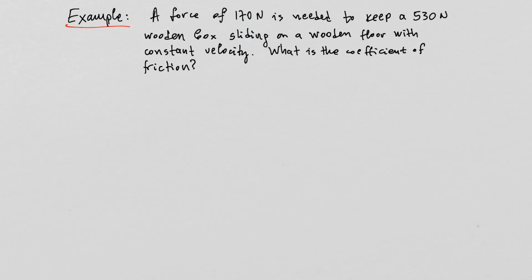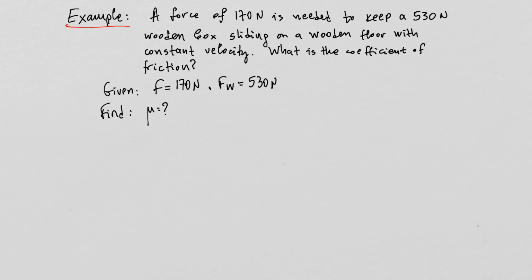Let's look at one example of calculating the force of friction. So a force of 170 newtons is needed to keep a 530 newton wooden box sliding on a wooden floor with constant velocity. What is the coefficient of friction? So we know that the force that is keeping the wooden box in motion is 170 newtons. The weight of the box is 530 newtons. We are looking for the coefficient of friction.